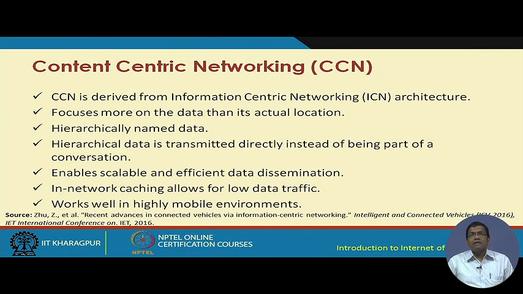In network caching allows for low data traffic. It works well in highly mobile environments. In highly mobile environments, you do not really need to keep track of the source, the destination and the intermediate hops in between, and how the data is going to flow all around. So, you have a highly ad hoc kind of scenario, and content centric networking, following the philosophy that I just explained, is very much useful.